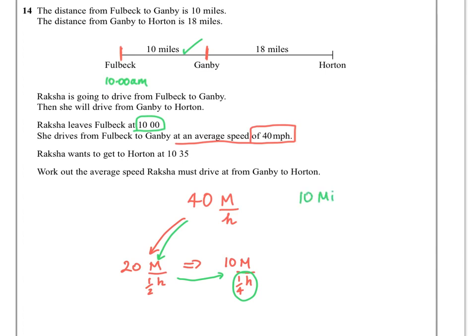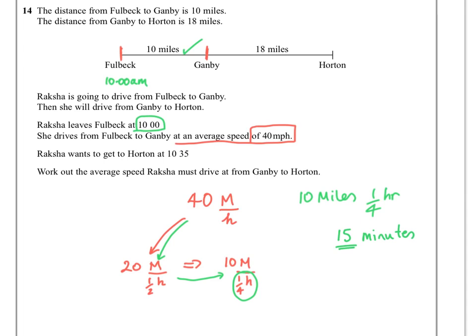So 10 miles, that is 1/4 of an hour. And 1/4 of an hour is 15 minutes. Careful not to write 25, because that would be a quarter of 100, and there's not 100 minutes in an hour, there's only 60. So 15 minutes. So started left fullback at 10, now it's 10:15, got to be there by 10:35.